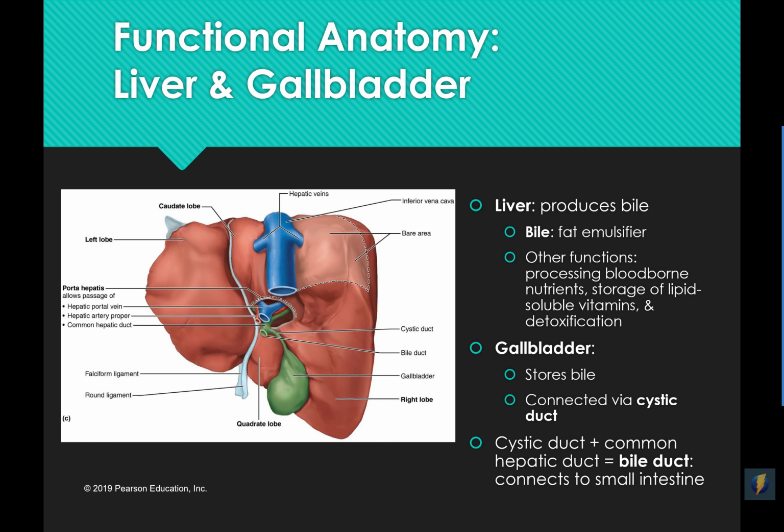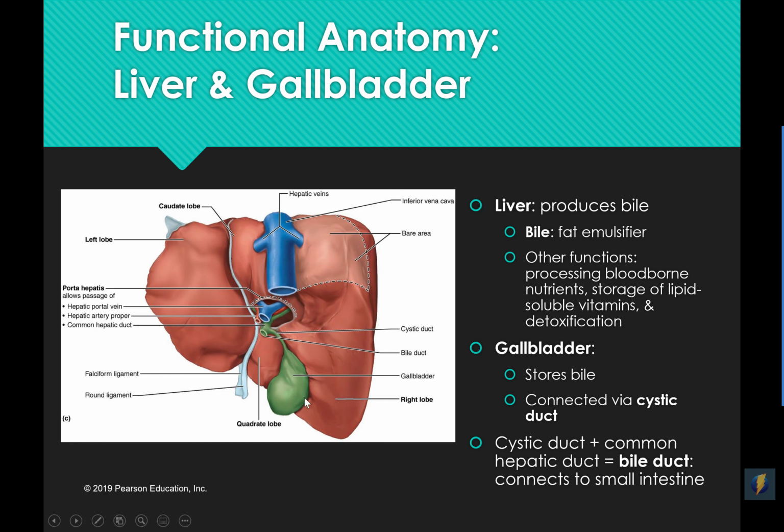There are, of course, other things that the liver does for us. All of the nutrients, or at least a good chunk of our nutrients from the digestive system, when they are absorbed by the small intestine, are routed to the liver via the hepatic portal vein, so that the liver can process those nutrients, primarily proteins and amino acids and nucleotides. The liver is where our lipid-soluble vitamins get stored, and the liver also does some detox for us.